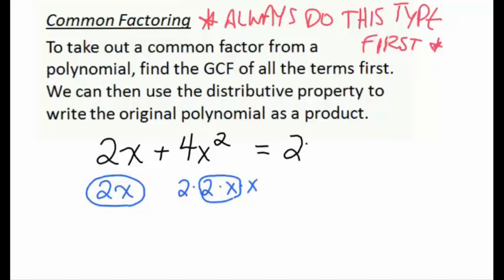So we're going to pull that GCF outside of our original polynomial and see what's left over. What we try to do is divide each of these by the GCF. 2x divided by 2x is 1. 4x squared divided by 2x is 2x.